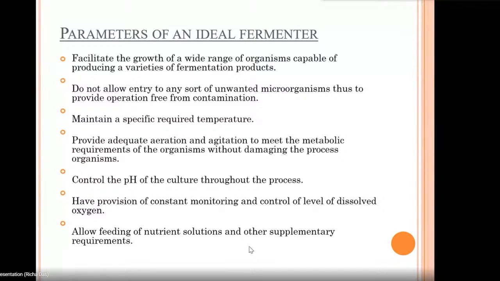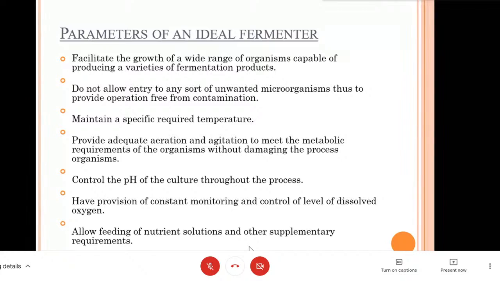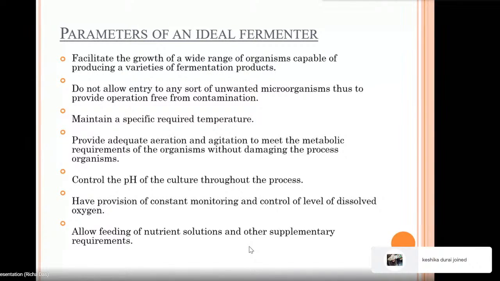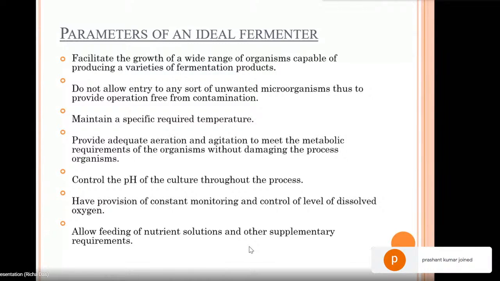Moving to the next point. My ideal fermenter should provide both aeration and agitation to the microorganisms, because then only they will be able to synthesize the product. First, let me stress these terms: what is aeration and what is agitation. The term aeration means providing a sufficient amount of oxygen. If you are using aerobic microorganisms, then it is compulsory to provide enough oxygen to them. That is called aeration. And agitation means the phenomenon of mixing. Let us understand this term like this: in our homes we use mixer grinders.